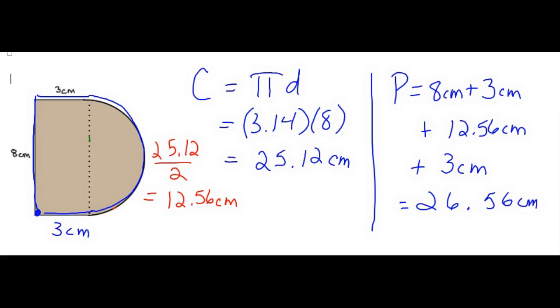26.56 centimeters. If the question had told me to round to the nearest centimeter, then I would look at the 6. The number right after it is a 5, so I'm going to round up to 27 centimeters. And I'm done.